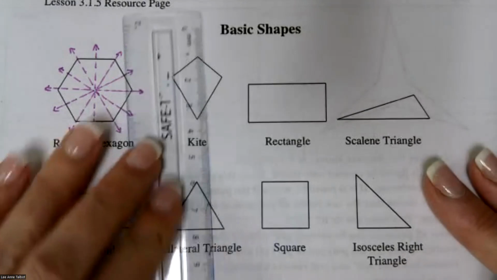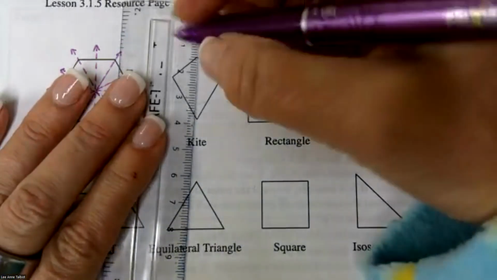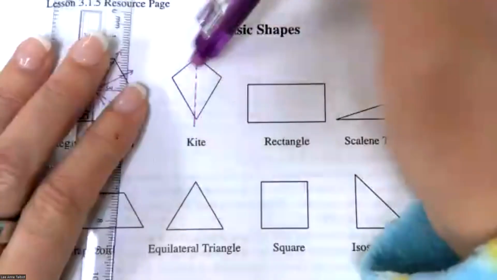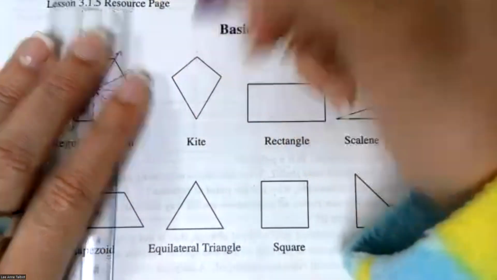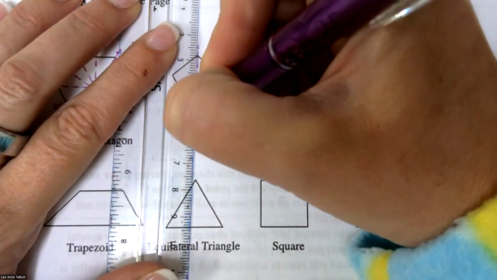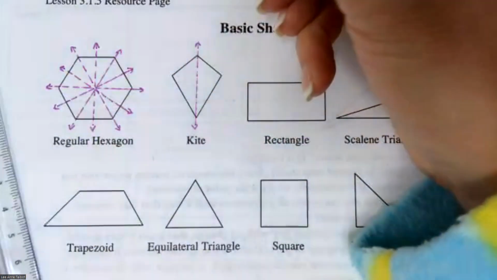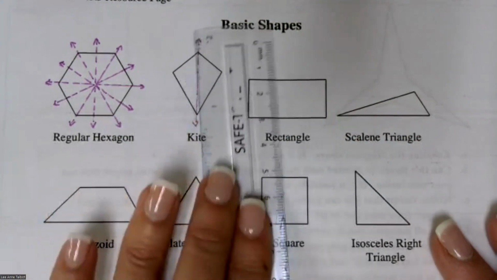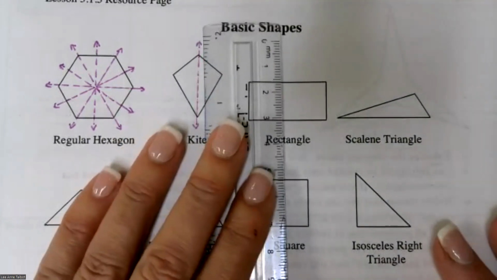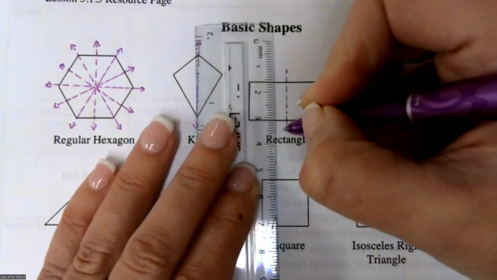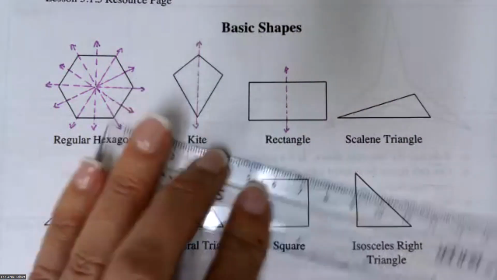The kite is weird. The kite feels like it should have two, but it actually only has one. Oh, and I really should draw it actually through the corner, so that'd be good. How many does a rectangle have, you think? It actually only has two.